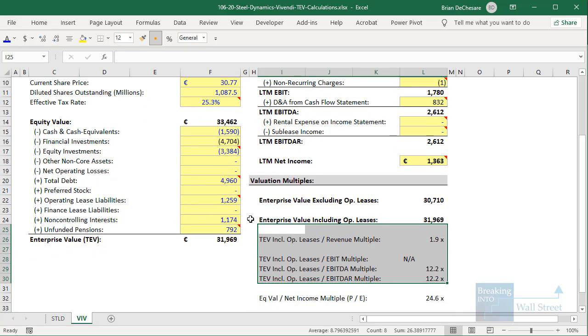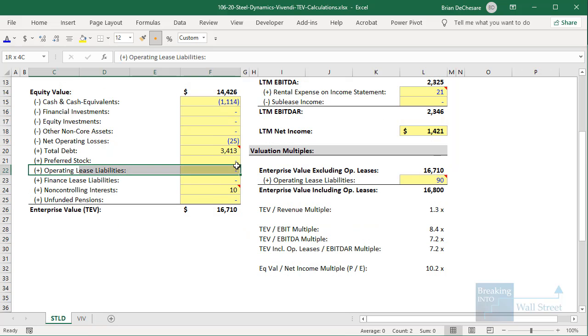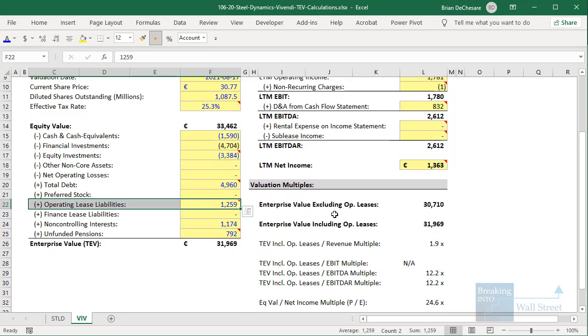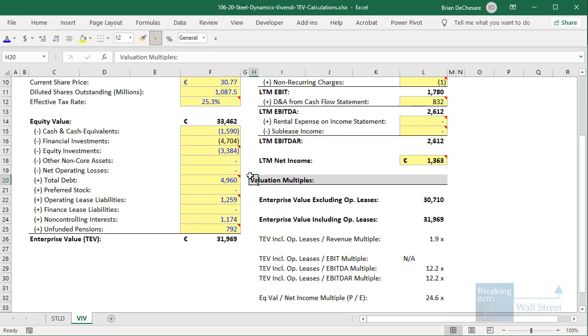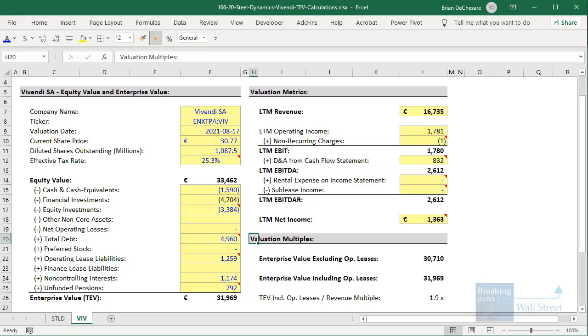So this is one difference, and this explains why we're adding operating lease liabilities here, but we're not adding them for Steel Dynamics. Of course, I would emphasize that regardless of how you treat this, the multiples will generally come out to be about the same anyway. So it's not going to make that big a difference. It's more a matter of personal preference here and consistency.